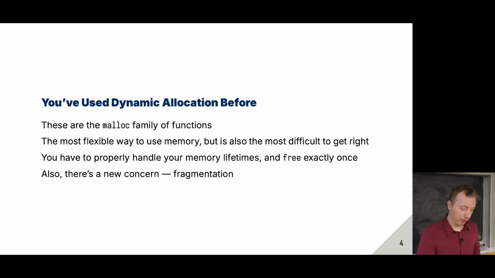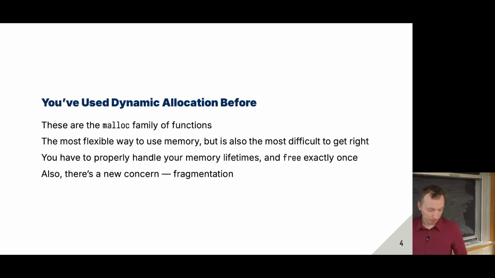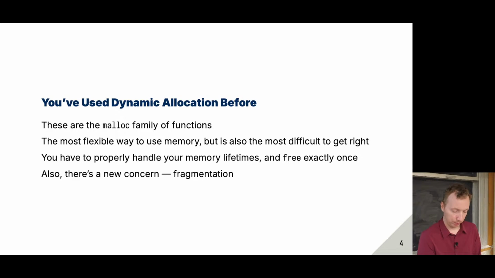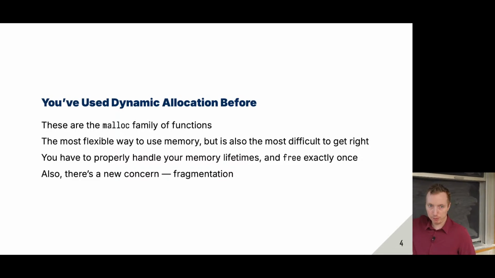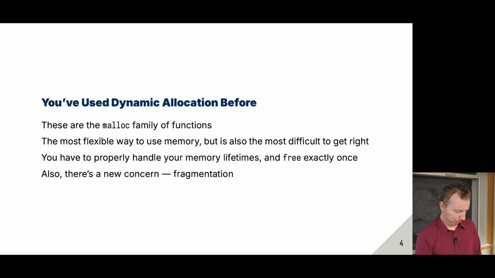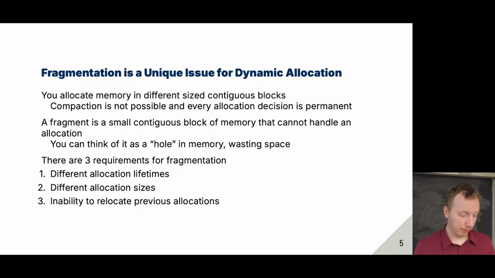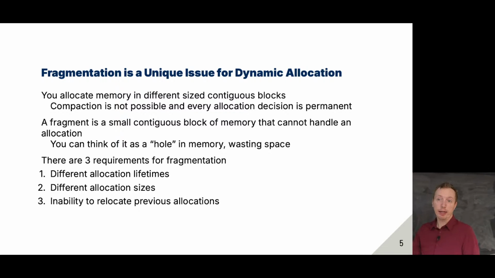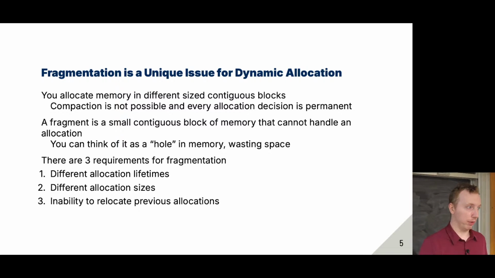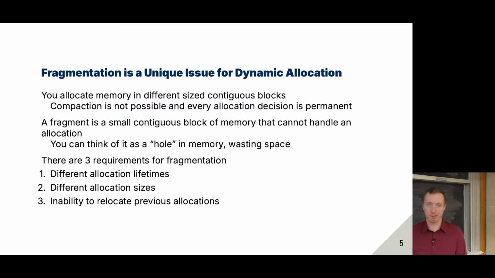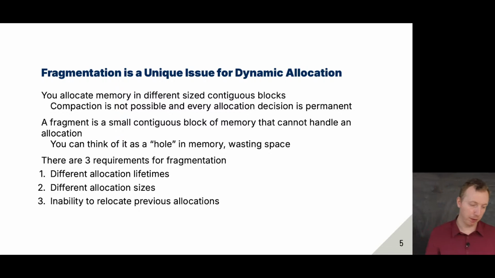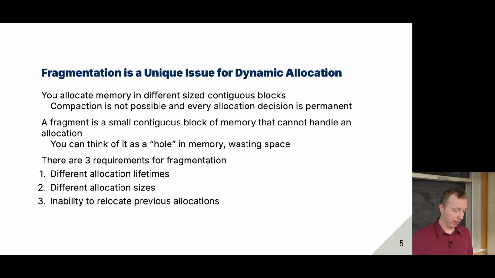Lots of those things. And there's also a new concern if you were to write the memory allocator itself: fragmentation. That is a unique issue for dynamic memory allocation. Fragmentation is essentially wasted memory, like when we talked about file systems, but it also applies to memory. It's more of a unique issue for dynamic allocation because I can allocate memory in different size contiguous blocks. You just say, hey, malloc, I want 100 bytes of contiguous memory. I want 4 bytes. I want 4,000 bytes. Doesn't really matter. You can request whatever you want.